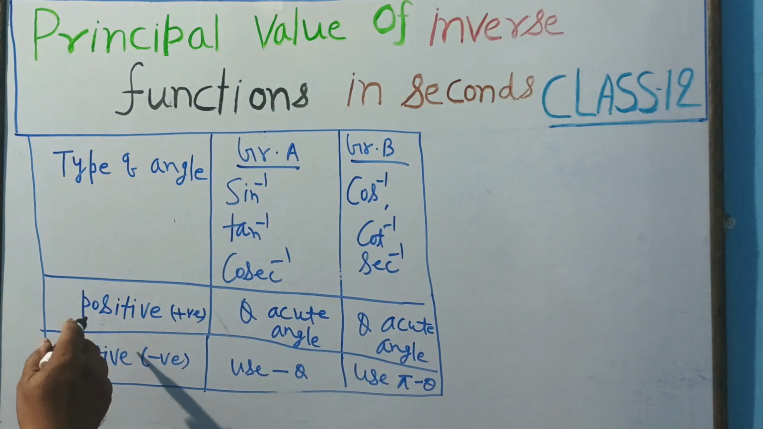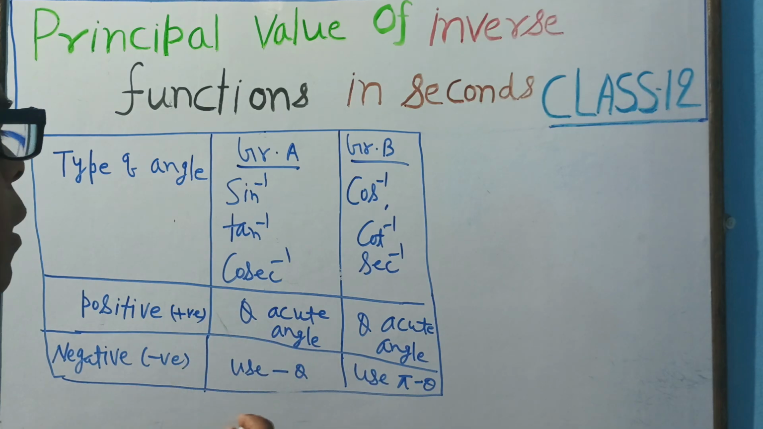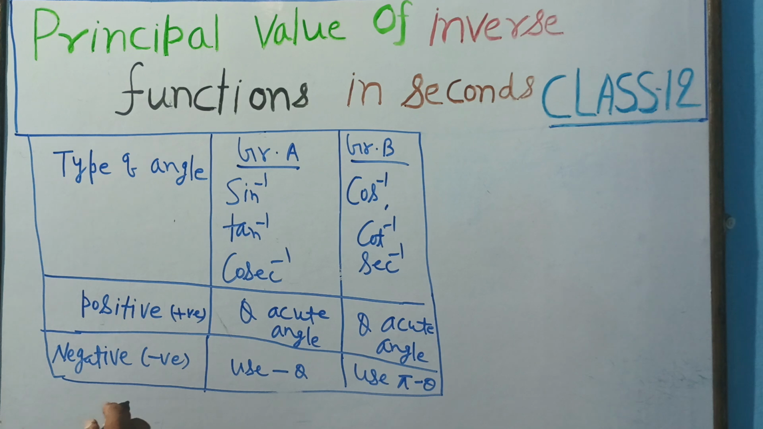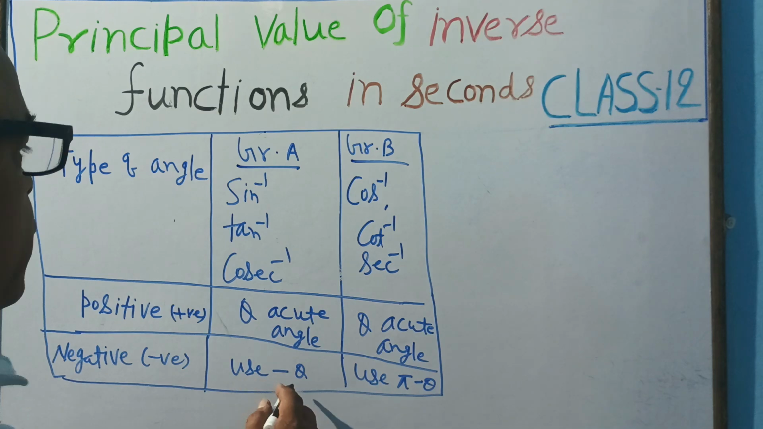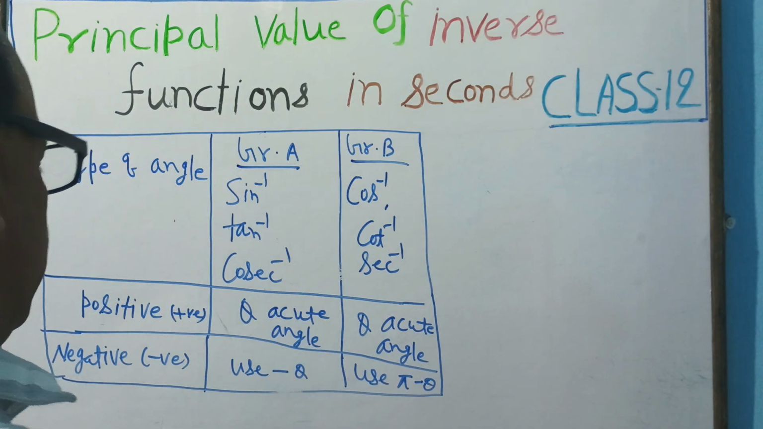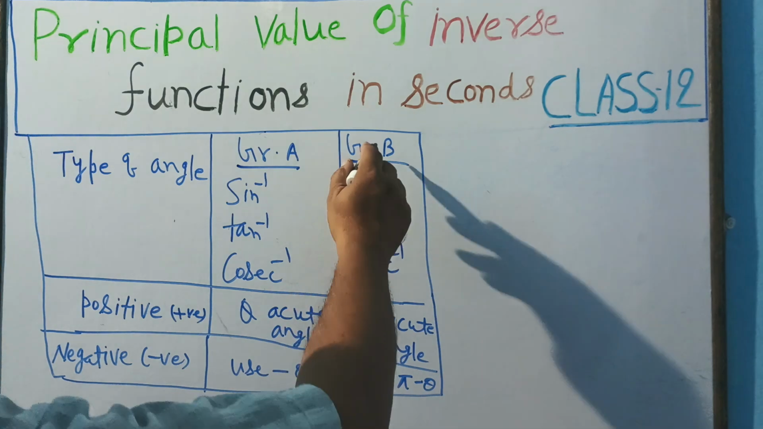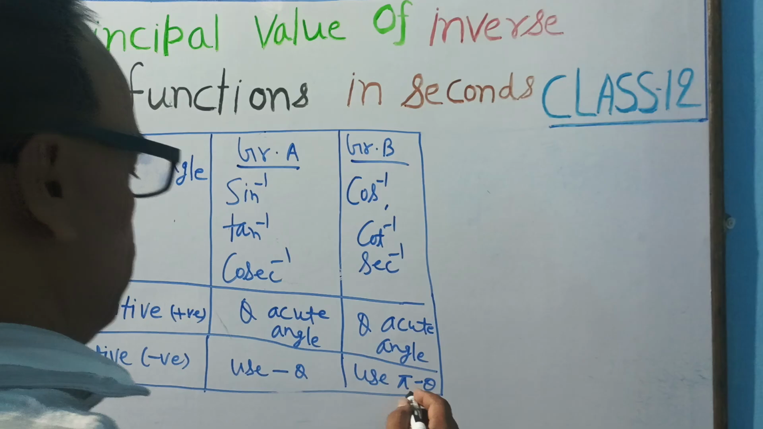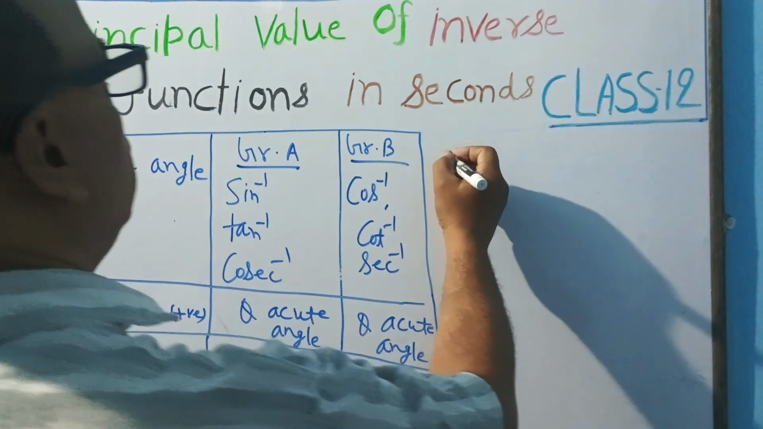We will see if the angle is positive, in the bracket we use theta as an acute angle, both from group A and group B. And if the angle in the bracket is negative and it is from group A, we use minus theta for the principal value. Similarly, if the angle in the bracket is negative and it is in group B, we use pi minus theta for the principal value. We will see how it can be done.